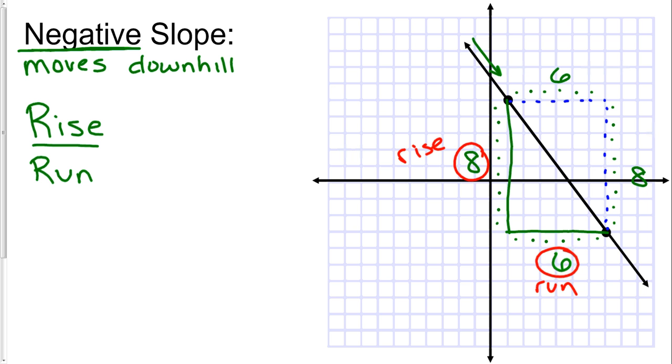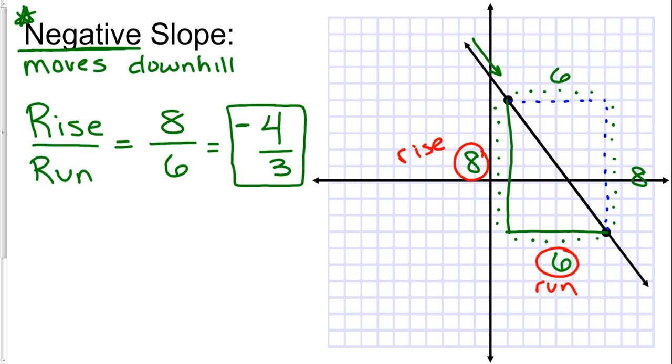Remember, it's always rise over run. So if we go back over here, our rise was 8, our run was 6, which we're going to reduce. Divide them both, the top and the bottom, by 2 to get 4 over 3. And we've got to make sure we go back and look at what kind of slope we have. We have a negative slope, so we need to make our slope negative. So in this case, it's negative 4/3.